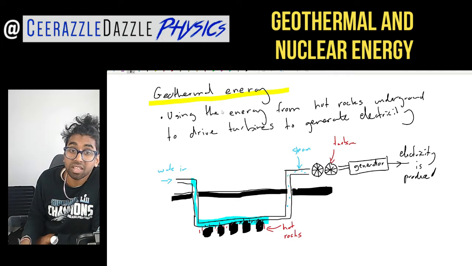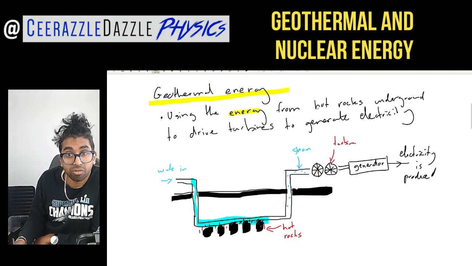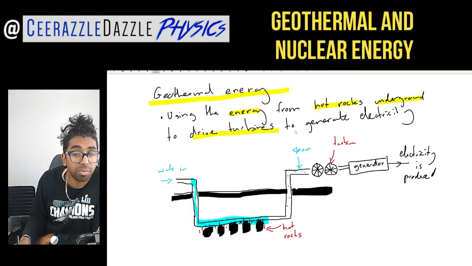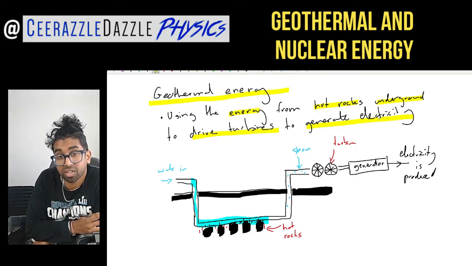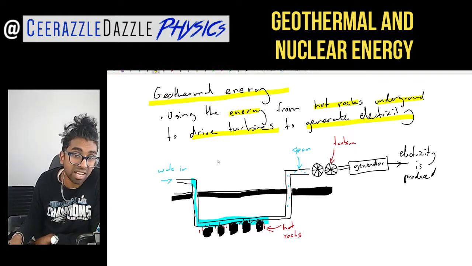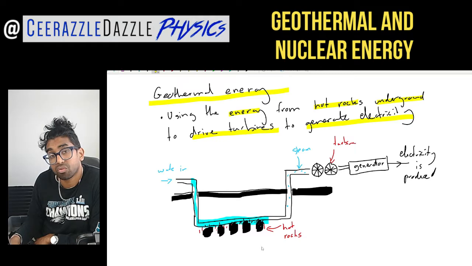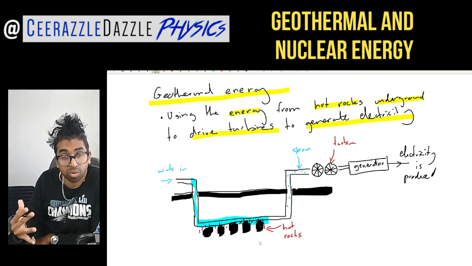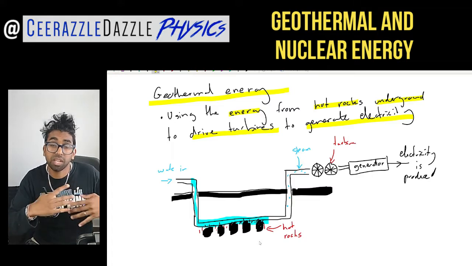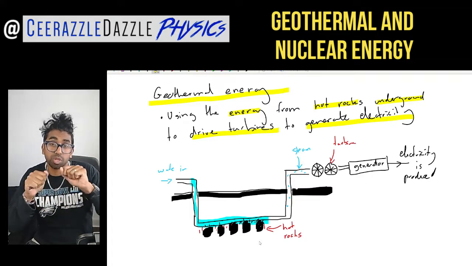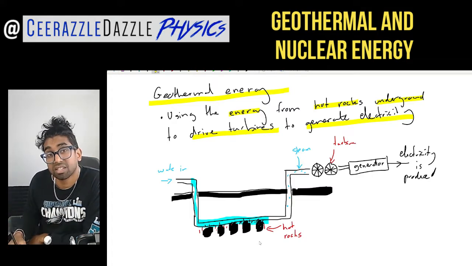So using the energy from the hot rocks underground to drive turbines to generate electricity, guys. A really clever method of generating electricity. So make sure you understand it. They pump the water down. The hot rocks underground heat up the water, turning it to steam. It's highly pressurized. It will cause the turbine to spin, connect it to the generator, which will generate electricity, guys. Fantastic stuff.